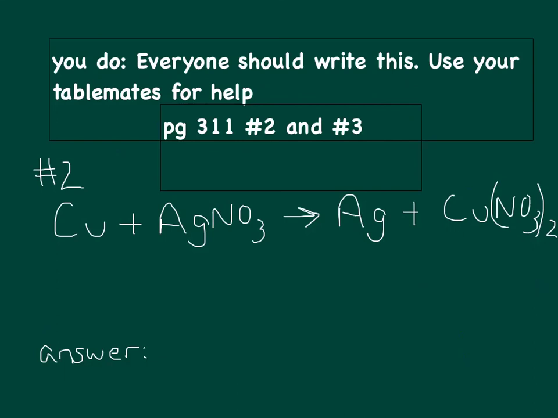Alright, it's time for you to do some. We're going to do number 2 on page 311. Well, actually, you're going to do number 2 on page 311. And you don't have to do number 3. Just do number 2. And the answer to number 2 on page 311 is 339 grams. So you should come out with an answer of 339 grams of silver, Ag. Good luck.